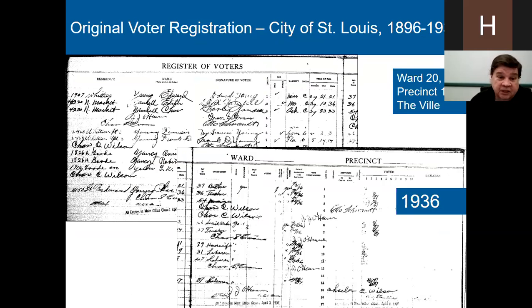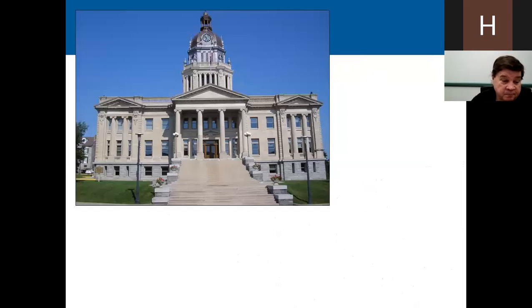We have these for St. Louis City too. It's got the person's residence, their name, their signature, where they were born, their race, the term of residence in the precinct, the city, and the state, their age, their occupation, and the date of the application to be registered. And we've got them 1896 to 1936, so it's pretty long range.